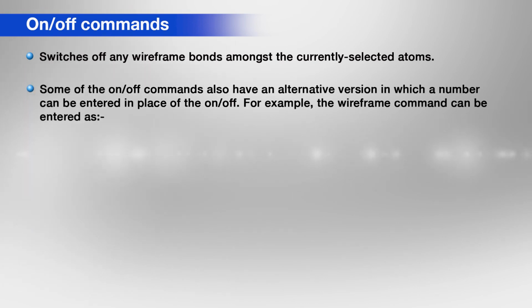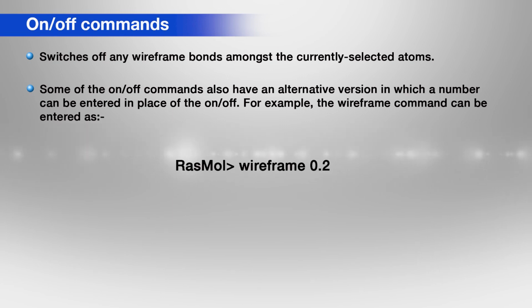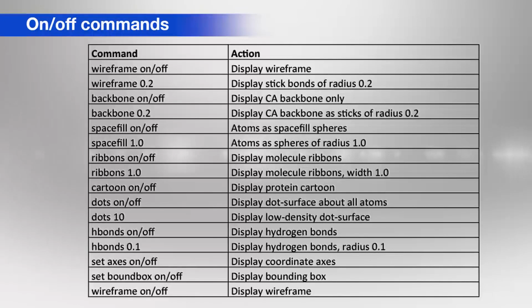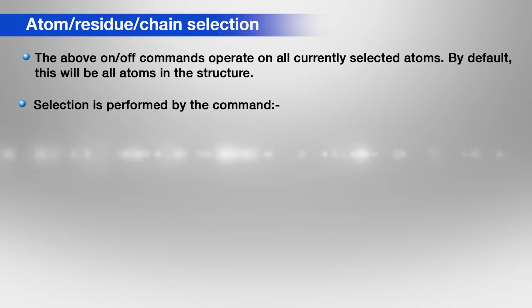Some of the on-off commands also have an alternative version in which a number can be entered in place of on or off. For example, the wireframe command can be entered as wireframe 0.2. This switches the wireframe mode on but makes all the bonds 0.2 Angstrom thick. The other on-off commands include wireframe on and off, which display wireframe. The above on-off commands operate on all currently selected atoms. By default, this will be all atoms in the structure.